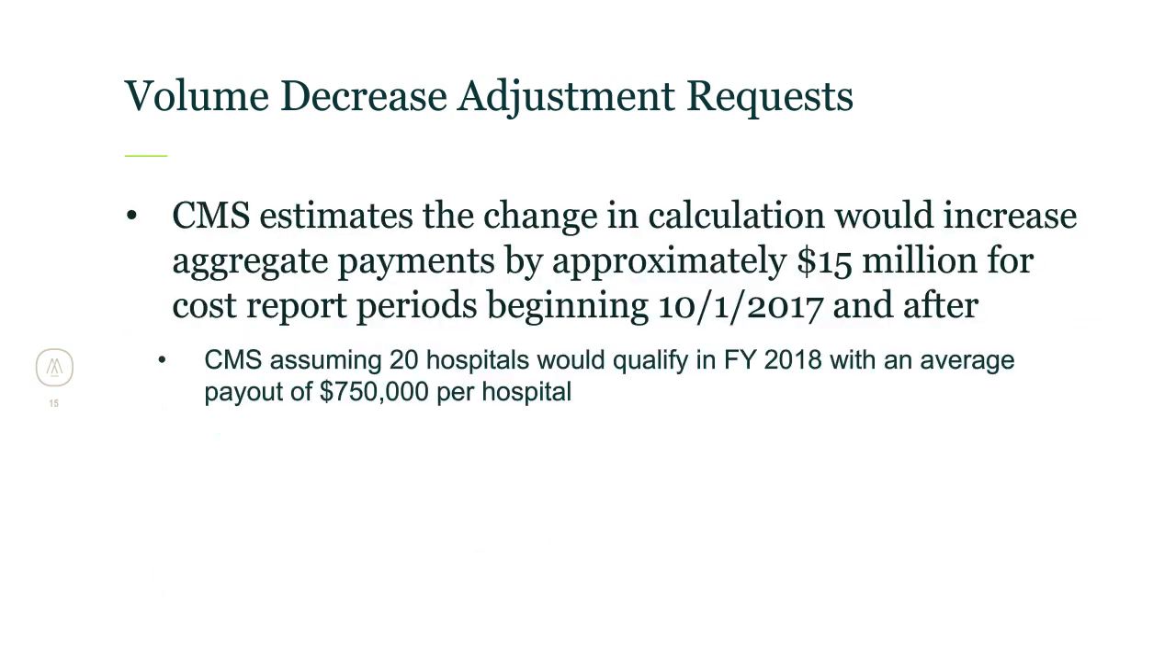CMS has assumed their change to the fixed cost calculation will cost the program an additional $15 million, and approximately 20 more hospitals will qualify under the new methodology. The average adjustment is estimated to be $750,000. So it's important if you're a sole community hospital to be watching and monitoring your discharges, because if you do experience the 5% decrease and there is some reason why the decrease occurred, it could be worthwhile to pursue a volume adjustment.